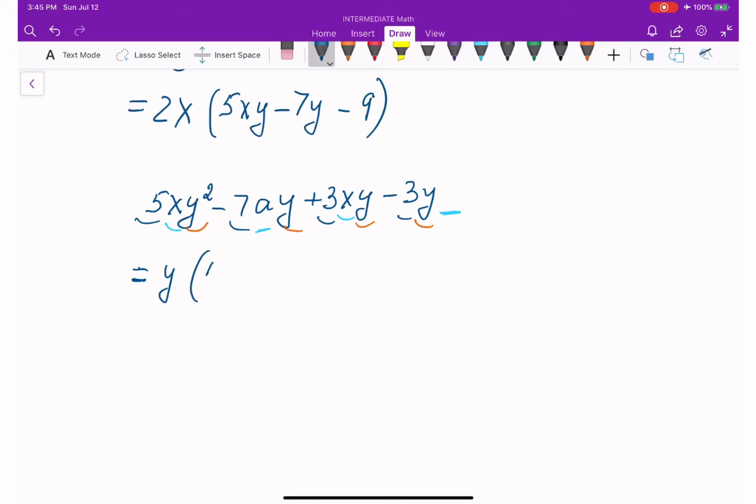So here we'll get 5xy^2 divided by y. It's going to be only 5xy. 7ay divided by y. y will be cancelled. We get 7a. And then plus 3xy, y will be cancelled. We get 3x and minus 3. Okay, that was a good one, huh? Next.